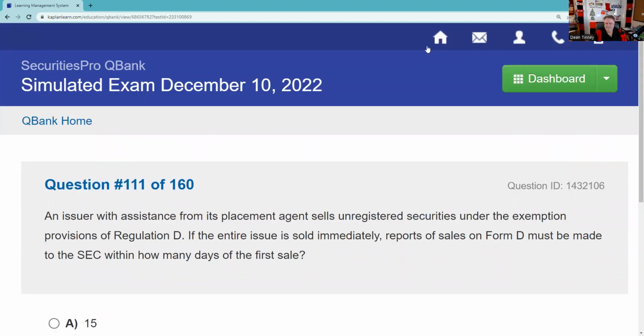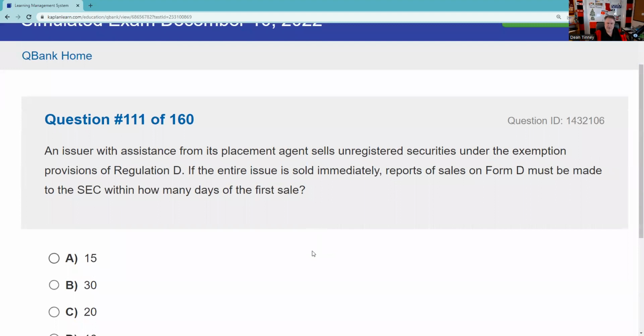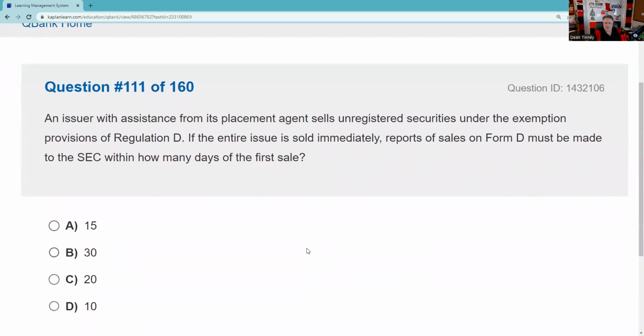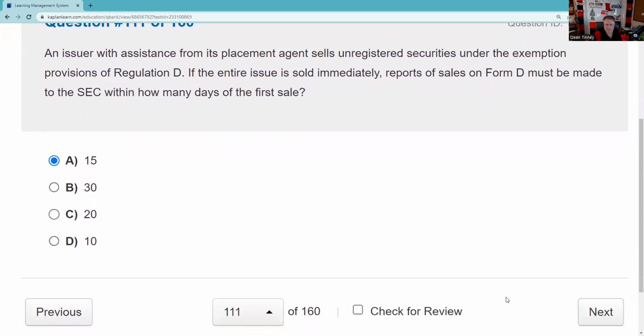111. An issuer with assistance from its placement agent sells unregistered securities under the exemption of Reg D. If the entire issue is sold immediately, we report sales on Form D, and that must be made within how many days of the first sale? That's 15 days. I would know that. I would also know we are now required, not too recently, but we are also supposed to file a copy of the private placement memorandum with FINRA.